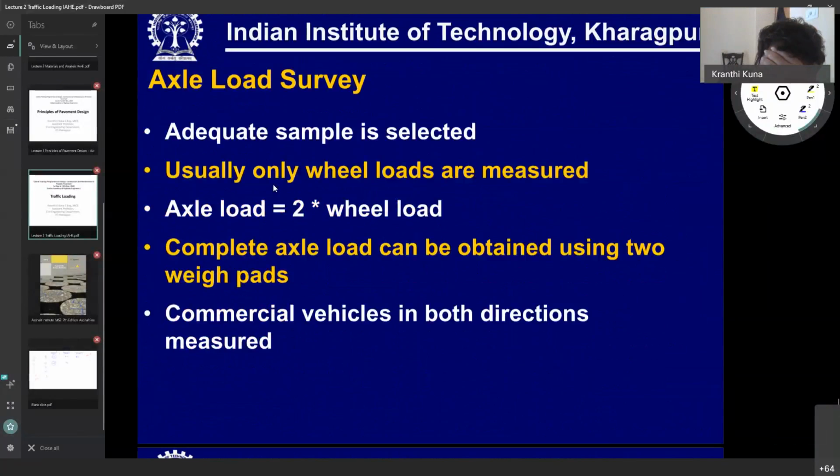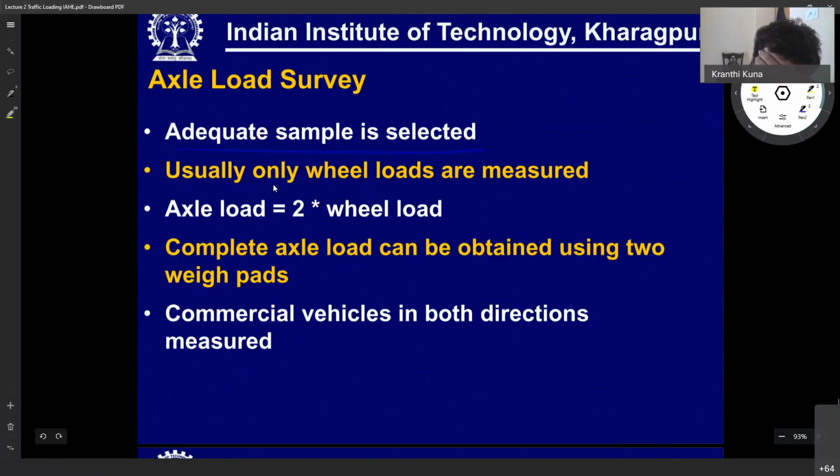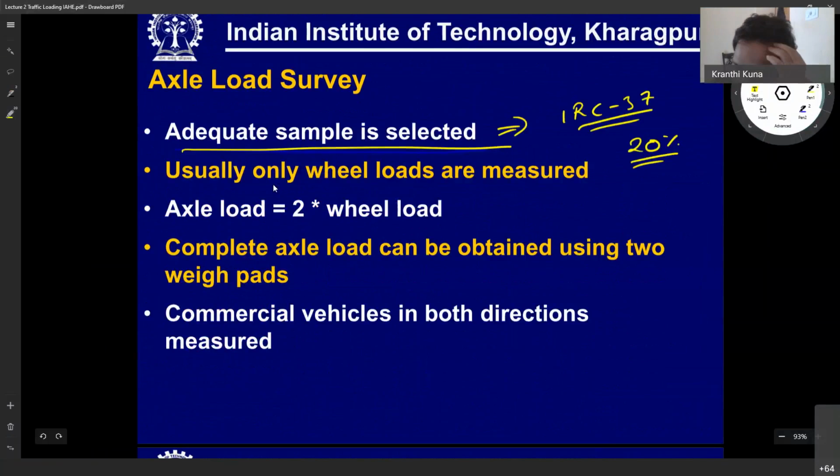So what you have to do is select an adequate sample size. So what sample size is given in IRC 37? Okay, so around 20% of commercial vehicles you have to survey. But depending on the commercial vehicles per day, that criteria will change. That criteria is in IRC 37. We'll also discuss it later, but I'm talking about general principles.